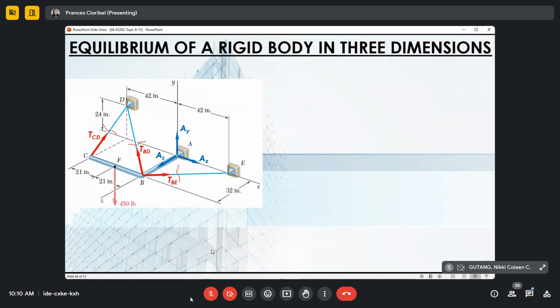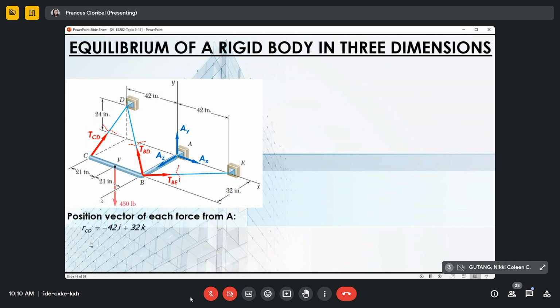So, summing up moments, about where should we take the moment? Where there are many unknowns. So, we take the moment at A. Okay? If we take the moment at A, we first get the position vector of each of the forces from A. The reaction at A is already 0. So we only get the position vectors for BE, BD, this applied force, and tension CD.